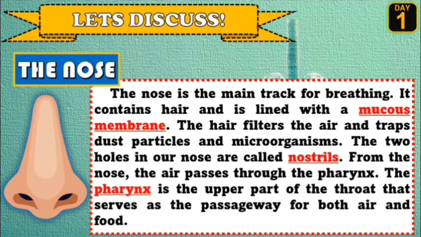The hair filters the air and traps dust particles and microorganisms. The 2 holes in our nose are called nostrils. From the nose, the air passes through the pharynx. The pharynx is the upper part of the throat that serves as the passageway for both air and food.